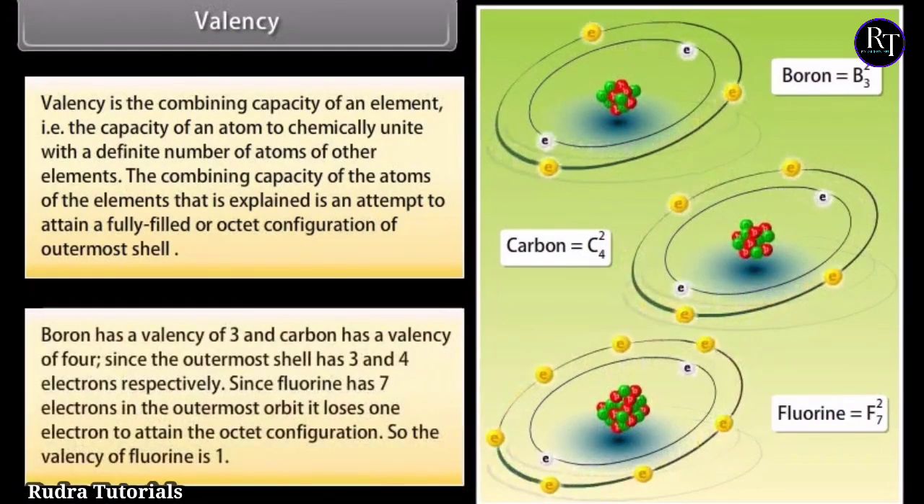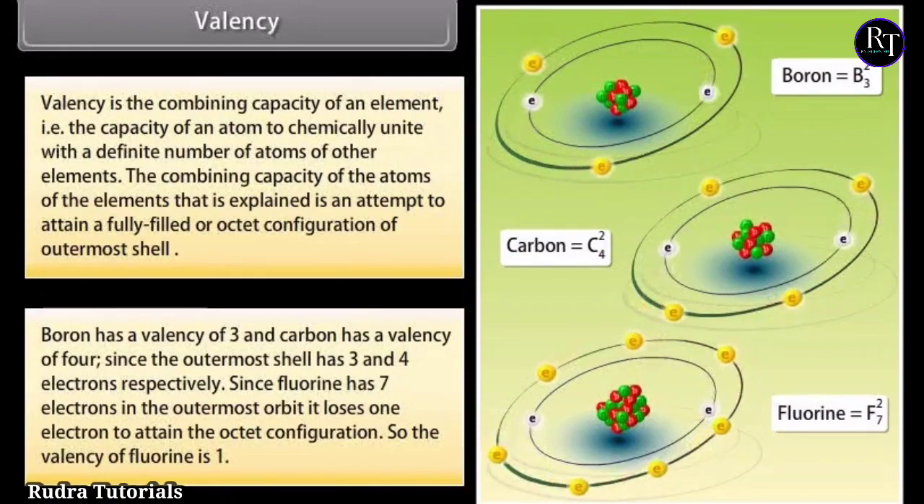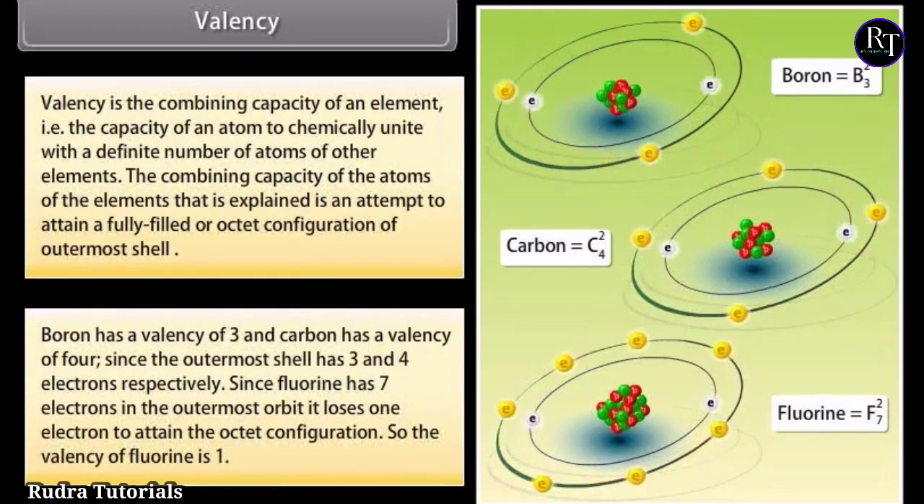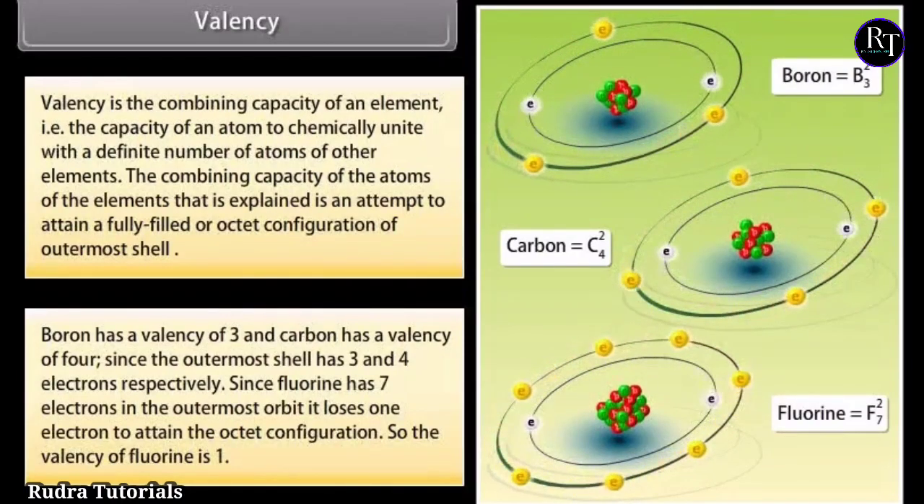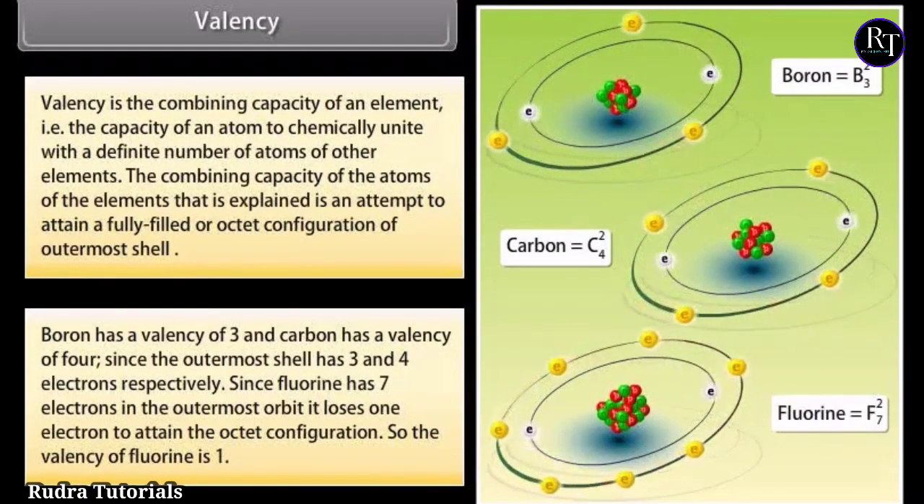Boron has a valency of 3 and carbon has a valency of 4, since the outermost shell has 3 and 4 electrons respectively. Since fluorine has 7 electrons in the outermost orbit, it gains 1 electron to attain the octet configuration. So, the valency of fluorine is 1.